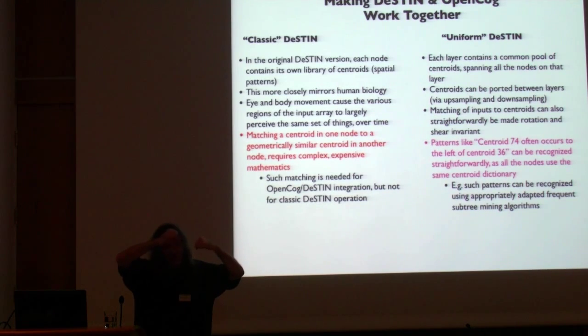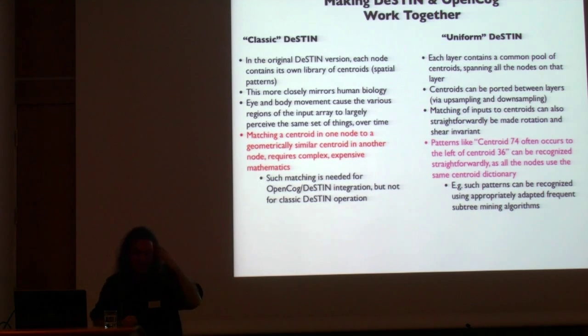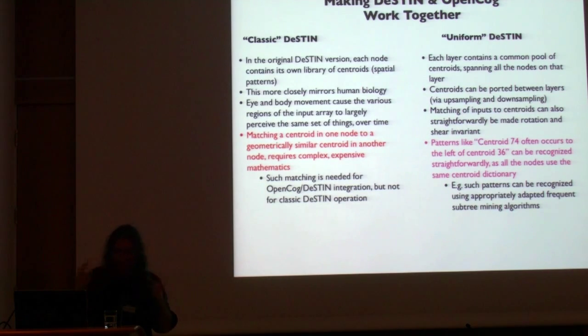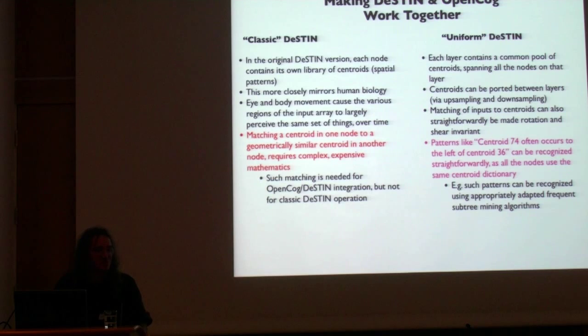And that is kind of semi-biological, and that's the way Itamar did it in DeSTIN, but it makes things awkward for integrating with a symbolic cognition system. So what we did was make all the different nodes in the whole perception hierarchy share the same dictionary of visual patterns. So you basically make the whole system scale invariant, translation invariant, and rotation invariant in a low-level way that the visual cortex is not.